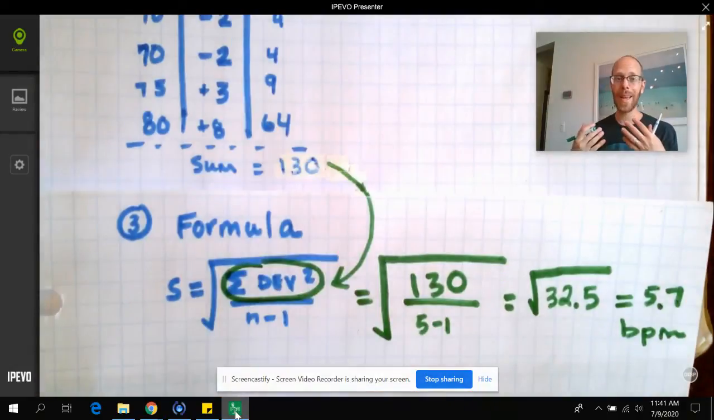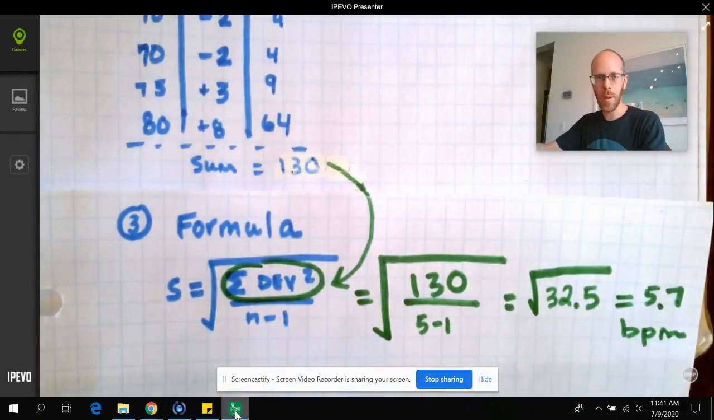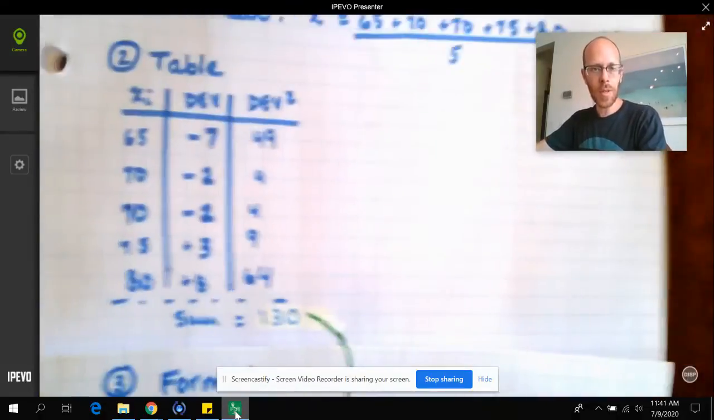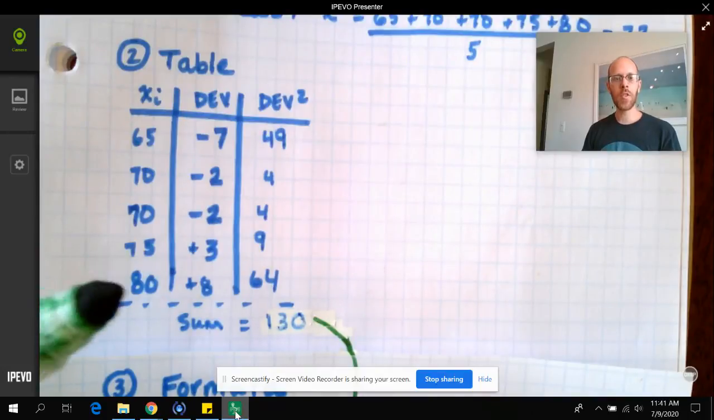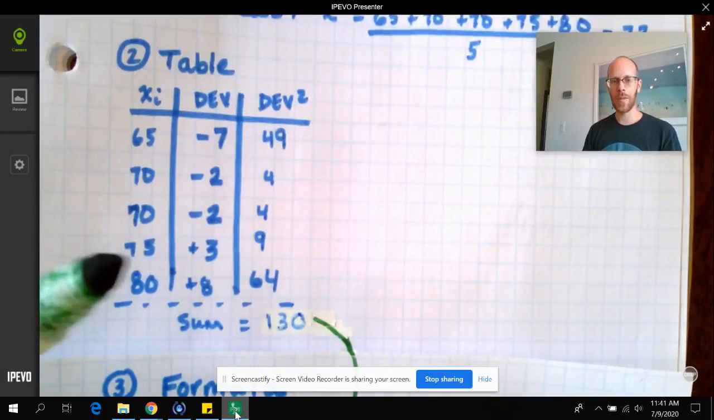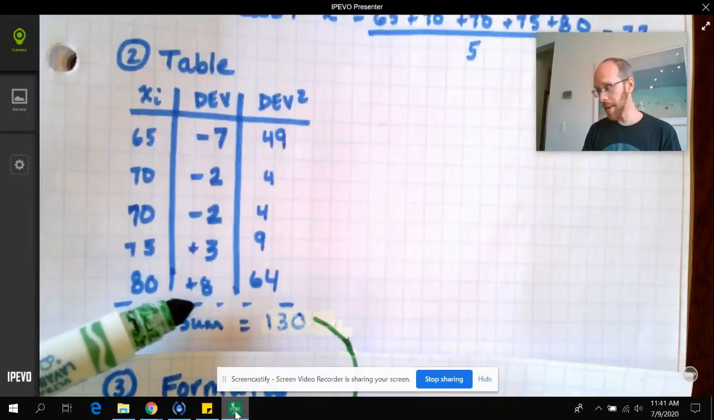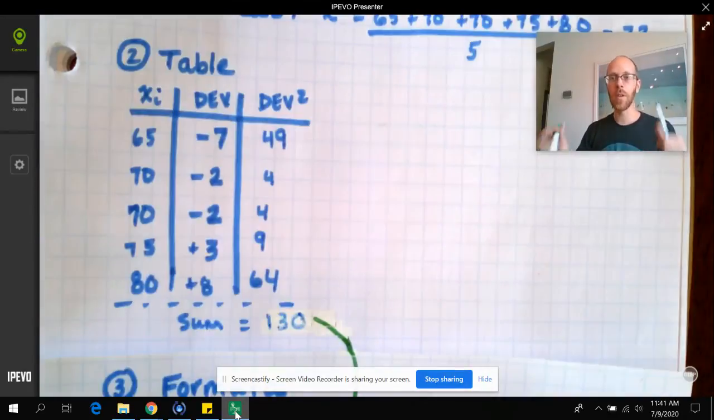I always like to go back and make sure that that seems like a reasonable number. What I mean by that is go and look at the deviations. 5.7 should be smaller than the largest deviation. So it's smaller than 8, it's smaller than 7. We are in good shape.